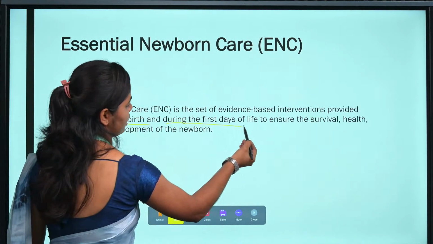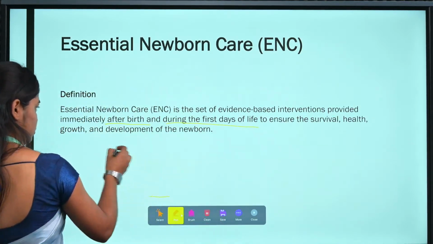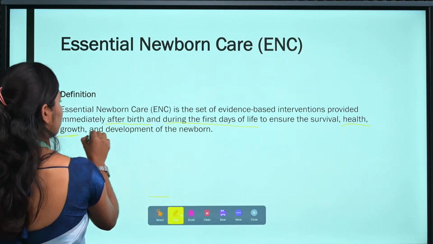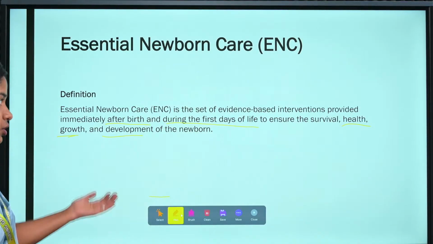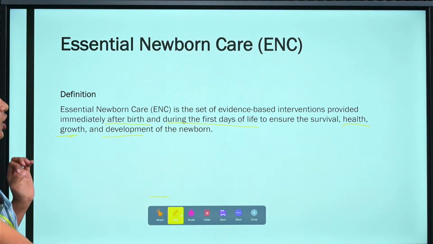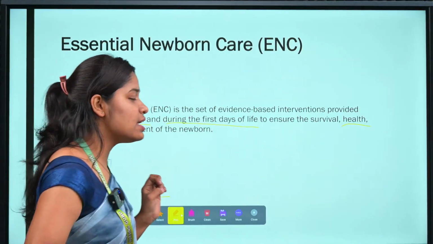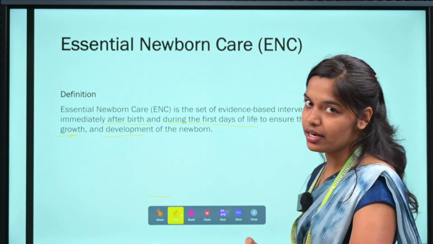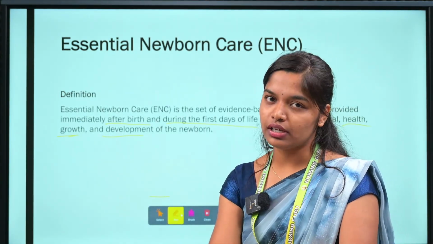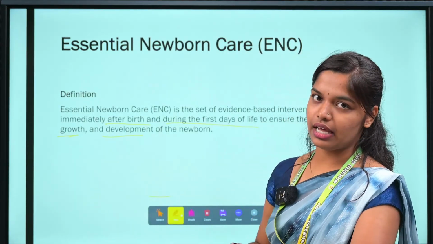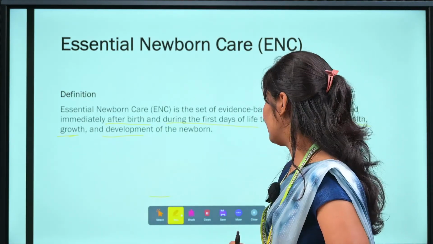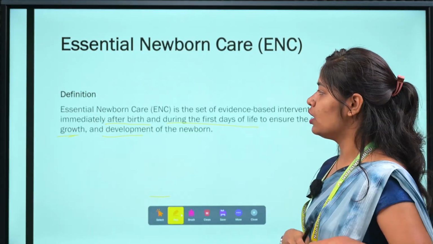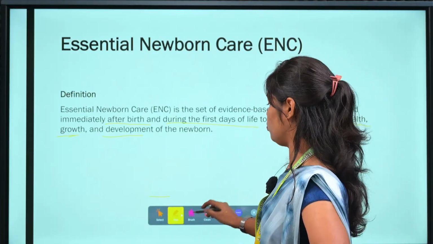during the first day of life, to assess the health condition of the newborn, and the growth and development of the newborn, that we will call essential newborn care. The essential newborn care are the set of evidence-based interventions provided immediately after the delivery and during the first day of the life of the newborn, to identify or monitor the health status, growth and development of the newborn, that we will call essential newborn care.